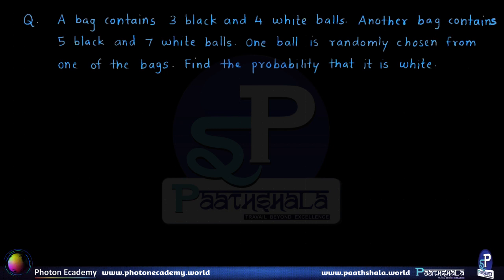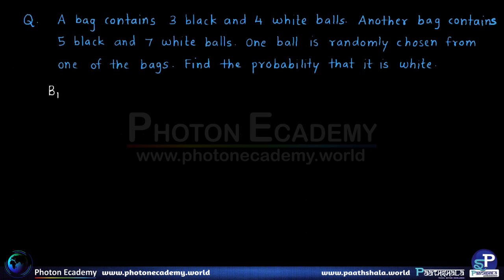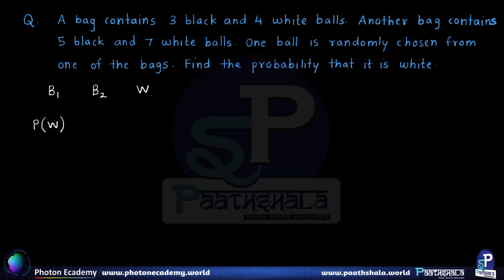Now let us denote the 2 bags as say bag 1 and bag 2. And let us denote the event that the selected ball is white by say W. So that means we have to find the probability of white ball. This is what we have to find out. Now here first of all we'll have to do the bag selection, because only then we can do the ball selection.